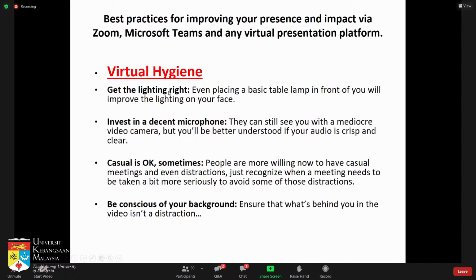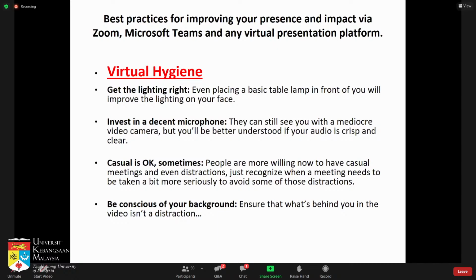Number one, get the lighting right. Some people buy, this is a specialty, Prof. Azmi Tamil, get the light close to your desk so that a basic table lamp is enough, so there is a bit of lighting on your face rather than it being very dark. Invest some money to have a decent microphone, so that people can hear you well. And dressing, yes, casual is okay, but if it is a board of directors meeting or something, you have to be more professional, maybe wearing a tie, wearing a suit, even virtually. This is simply to show the seriousness of the meeting.